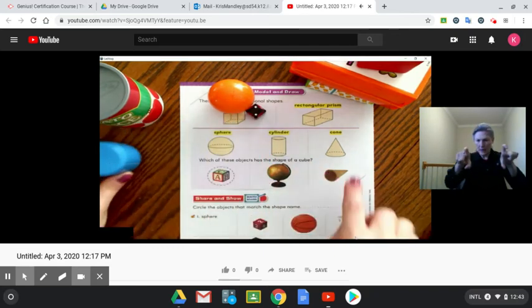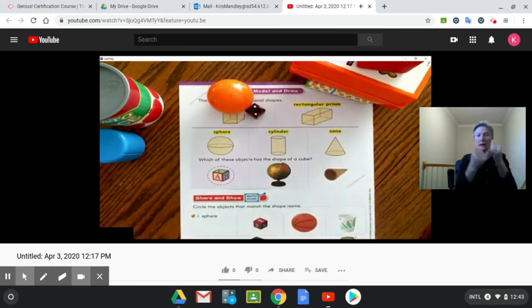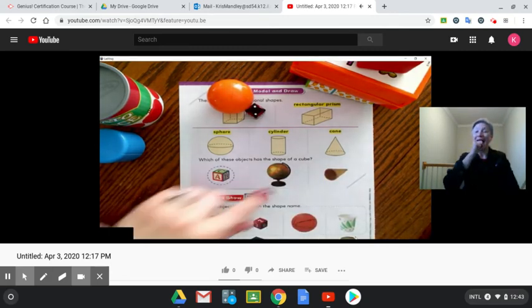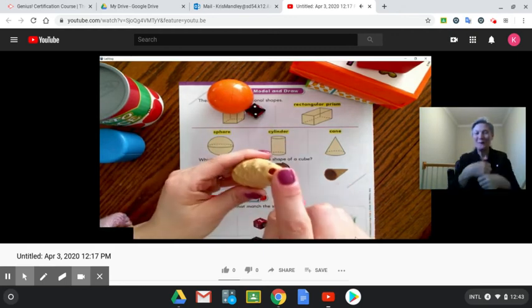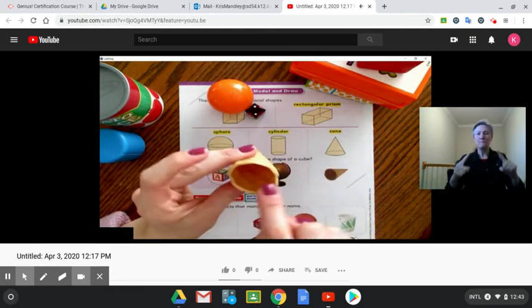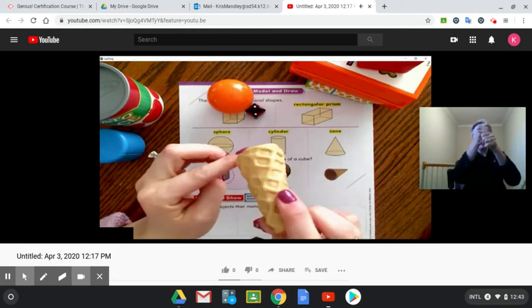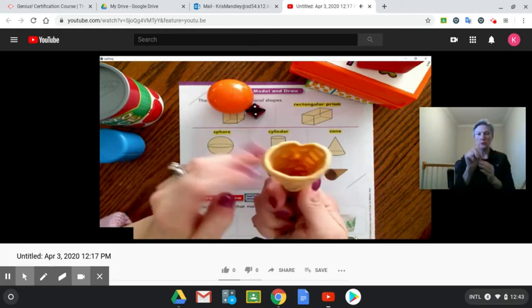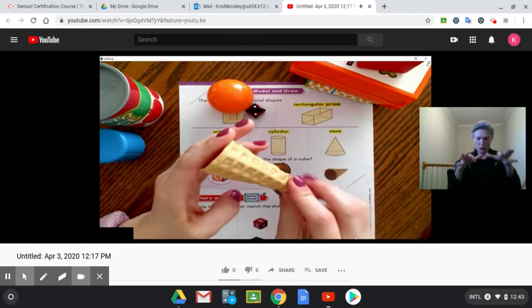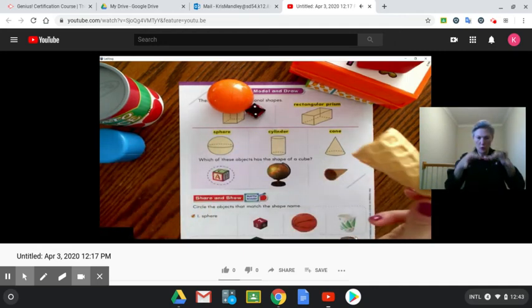The final one is going to be a cone, and we all know this as an ice cream cone. What makes it a cone is it has a tip at the end, and then it has a circle right here. So this is an example of a cone, and again, we know these examples to be what we see in the real world as an ice cream cone.